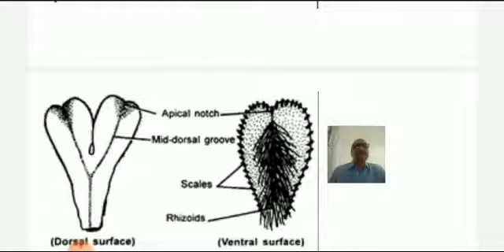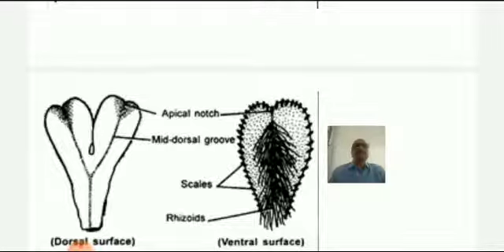The scales are multicellular and they are violet in color and their position is marginal. They are crowded near the growing apex and are meant for protection. In Riccia, the roots are absent, rhizoids are present.